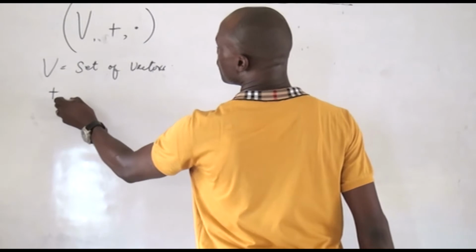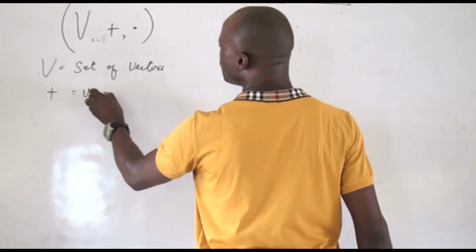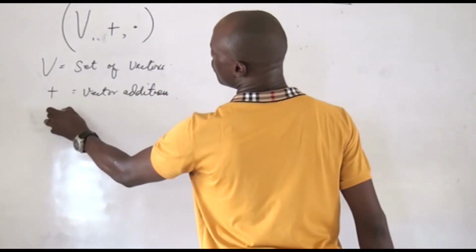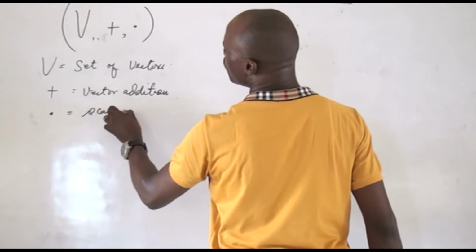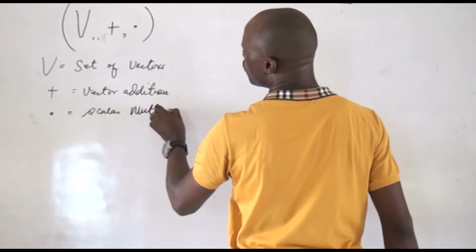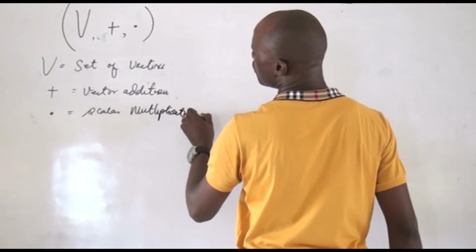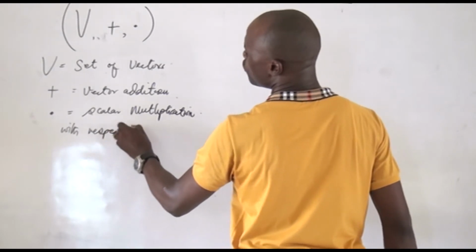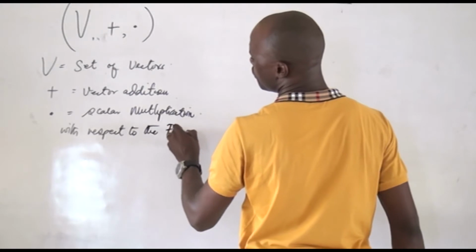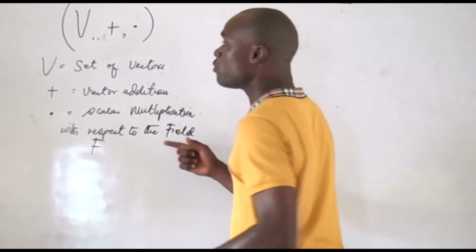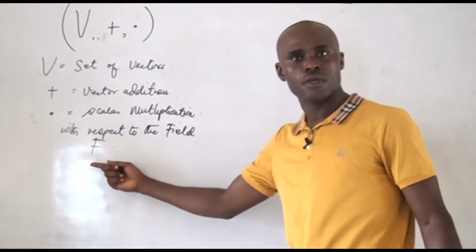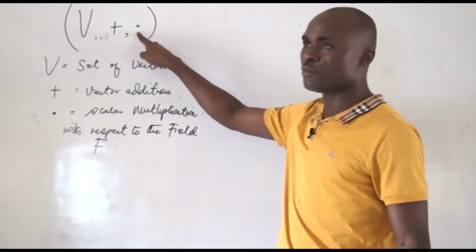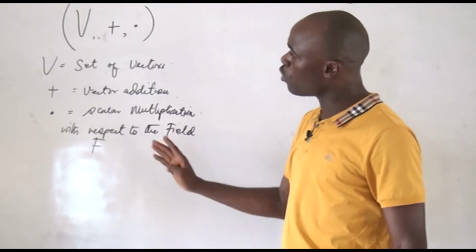The plus represents vector addition, and the dot represents scalar multiplication with respect to the field F. So sometimes we say a vector space over a field F with respect to these two binary operations, vector addition and scalar multiplication. This is what we call a vector space.